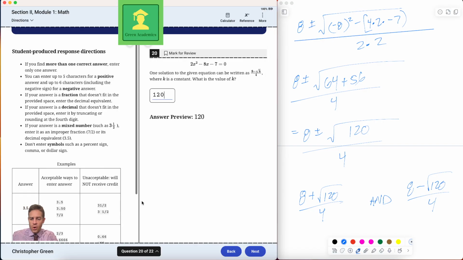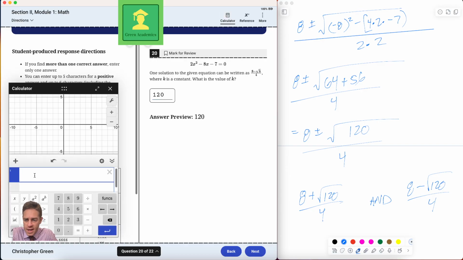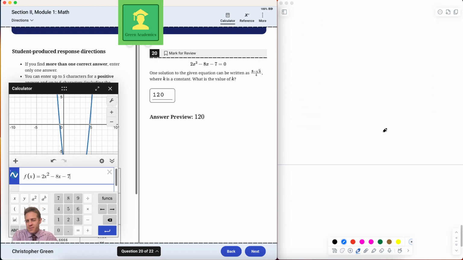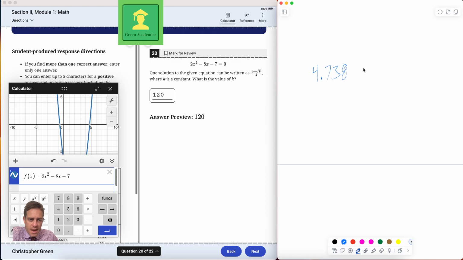Notice that you could also do this on Desmos by actually graphing it. So you could look at f of x equals 2x squared minus 8x minus 7, and you could see that its roots are negative 0.738 and positive 4.738. It's kind of a long way of doing it, but positive 4.738 has to correspond with 8 minus root k over 4.